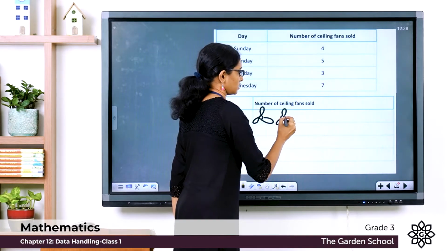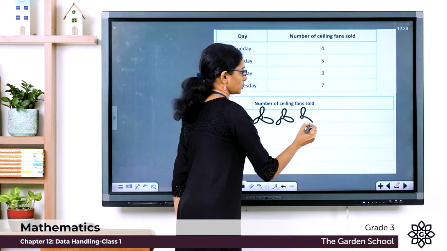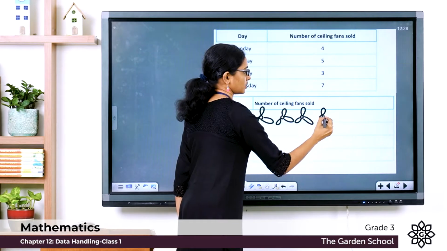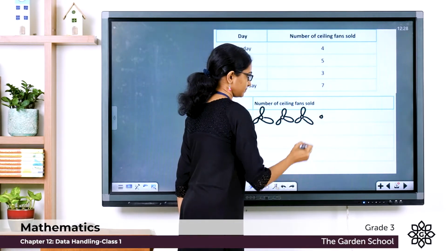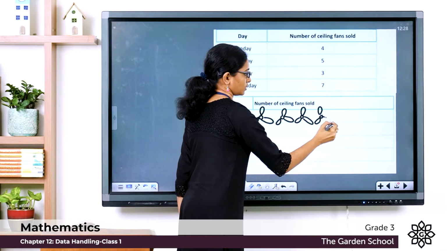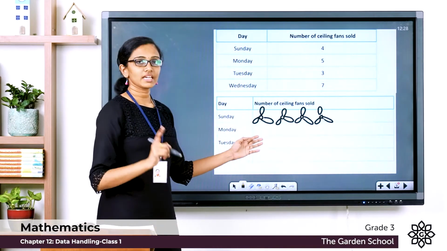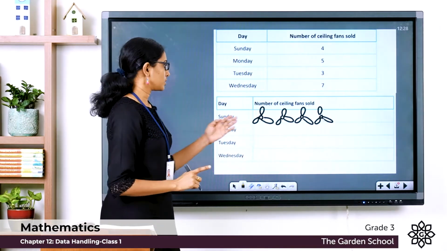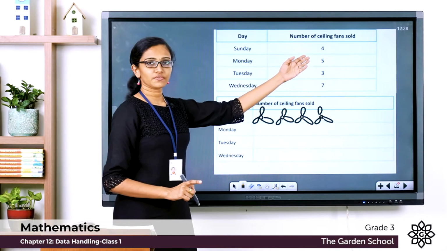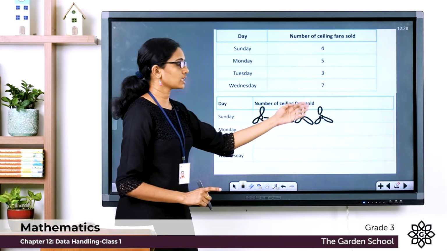1, 2, 3, 4. Each image represents one fan. So Sunday, 4 ceiling fans were sold. So that is 1, 2, 3, 4.